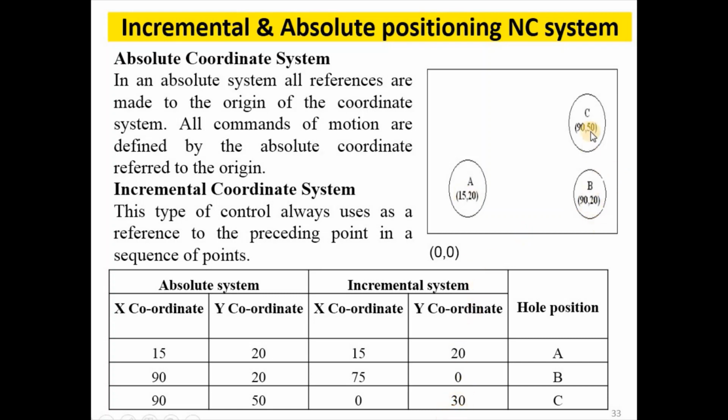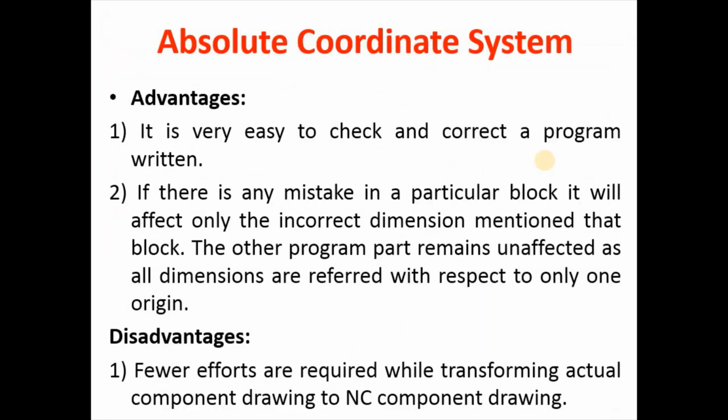So again if I want to go to C, then I will go from B only. So the first x coordinate will be 0, that is 90 minus 90, and the y coordinate is 50 minus 30. So this is the difference between absolute and incremental. In absolute we have to follow the origin as a reference, and in incremental we have to follow the preceding point coordinate system. So this is the incremental and absolute positioning system.